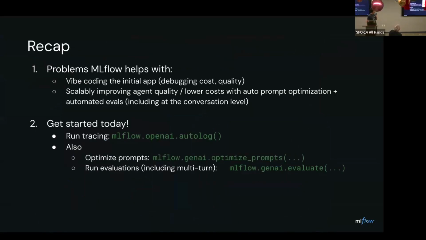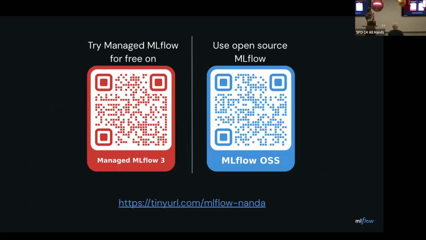Just to recap, I think MLflow is generally helpful both when you're initially vibe coding that app as well as when you're trying to scalably improve agents. There's the autolog feature to get started, and a bunch of other ways to get started today as well. I leave you with these two QR codes for how to get started, as well as a link on the bottom to these slides, so you'll be able to look at all this in your spare time.